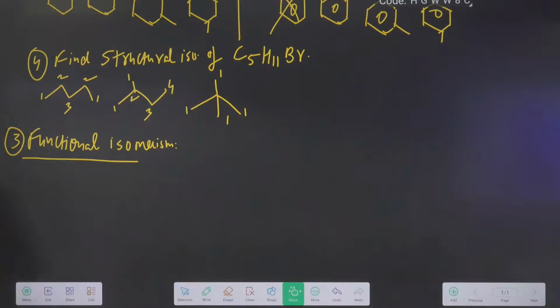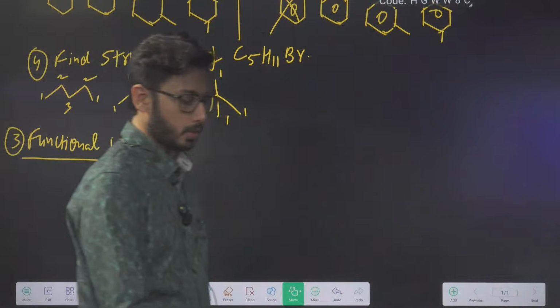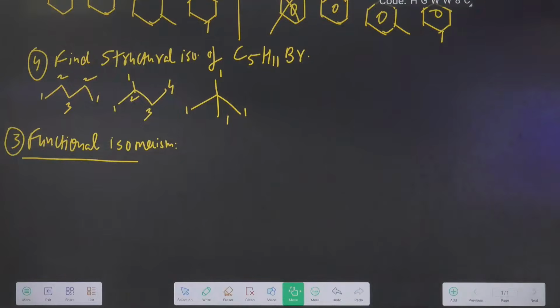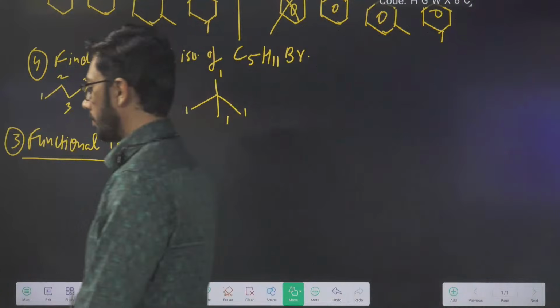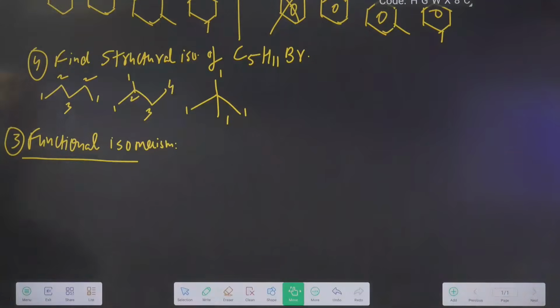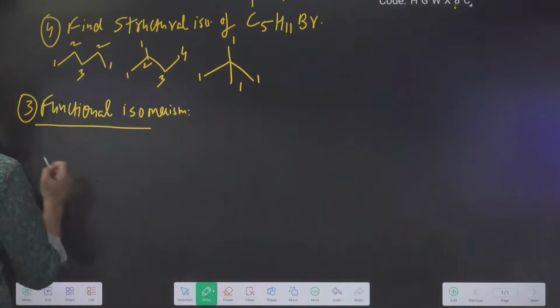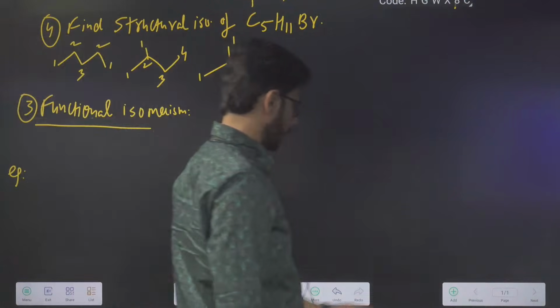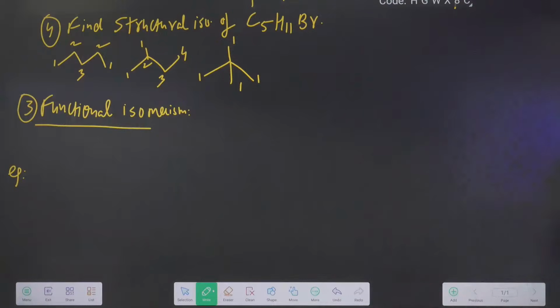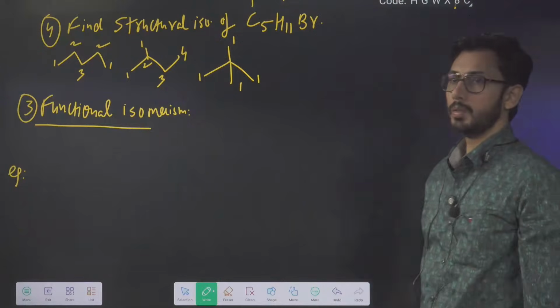Then write down the next isomerism, functional isomerism. Functional isomerism. Write down compounds having same molecular formula, but different functional groups present.